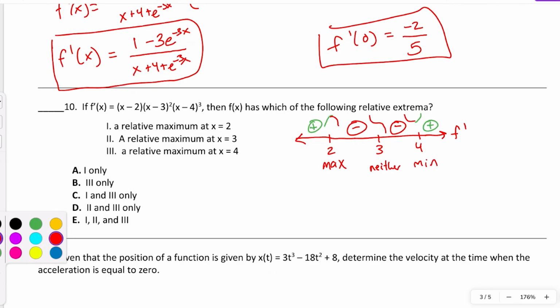First one says a relative maximum is at x equals 2. We have verified that's true. A relative maximum at 3, no, we saw that that's not going to be a maximum or a minimum. And then at 4 says a relative maximum, but that's not right. It should be a minimum. So the only correct answer here is the first one, and so our answer is A.